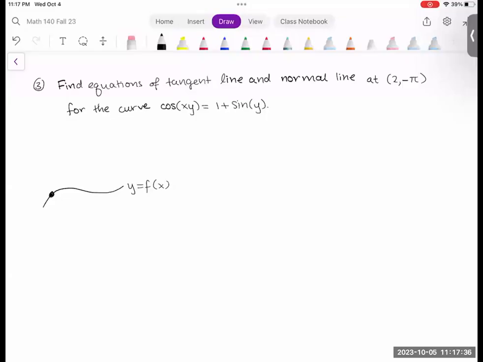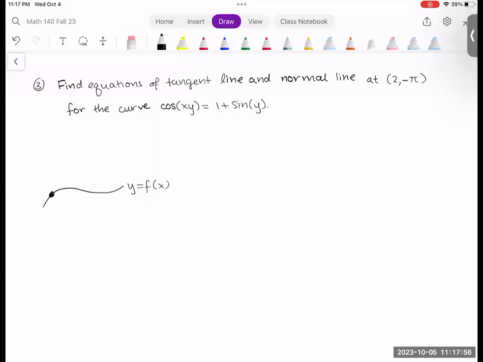In this next problem, we're going to find equations of the tangent line and the normal line at the point (2, -π) for this curve: cosine of xy equals 1 plus sine of y. I wanted to start by describing what the normal line is because we haven't really talked about this yet.